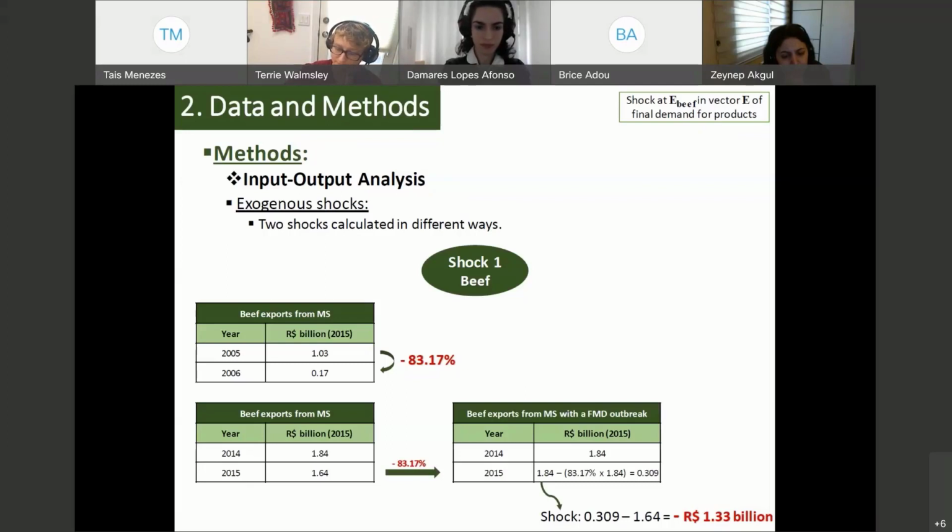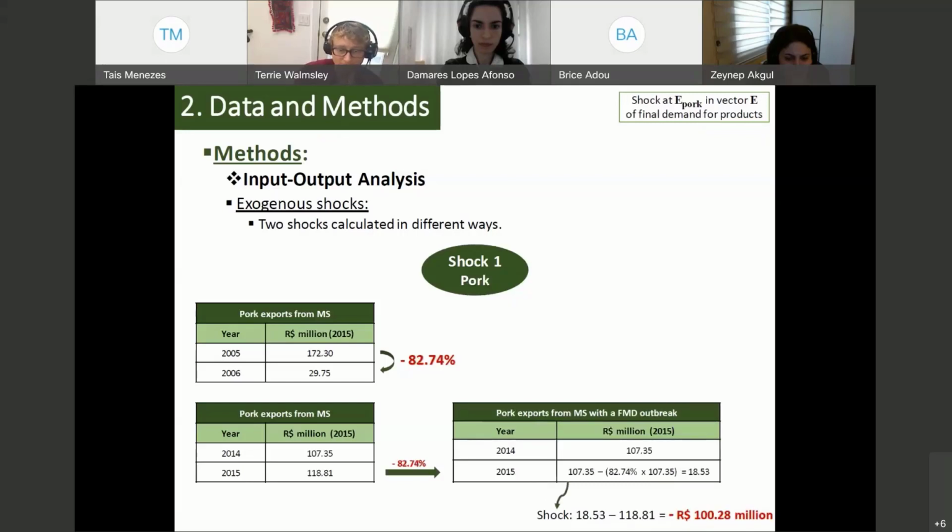This drop in exports was subtracted from the exports that actually happened in 2015, showing the magnitude of the negative shock to be applied in the input-output model. We consider that the behavior of exports would be the same as that observed in the last outbreak. The same calculation was made for beef and pork.